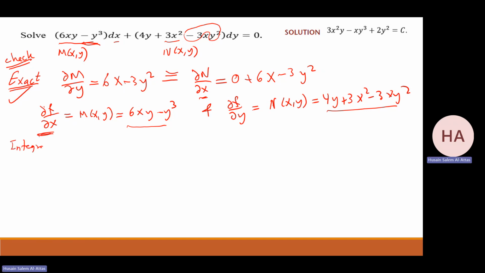Now integrate with respect to x. So what I have? F of x and y, my answer, what I am looking for. Now I want to integrate with respect to x. What will be this one? Integrate with respect to x. I have x, so it will be x squared over 2. For 6x, it will be 3x squared. So that gives me 3x squared y.